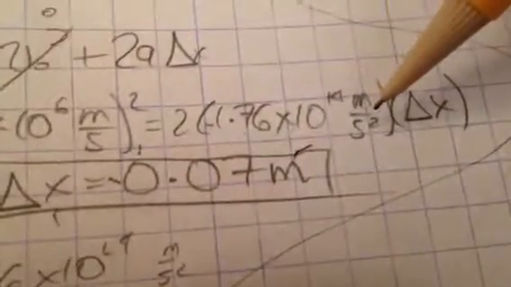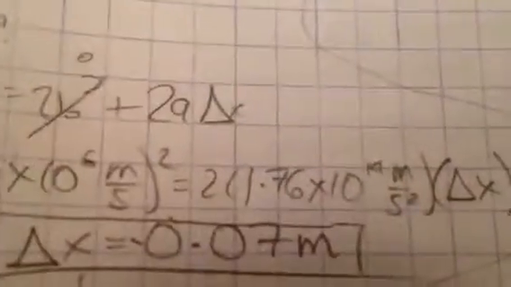equals 2 times 1.76 times 10 to the 14 meters per second squared times change in x. We isolate and we get approximately 0.07 meters.